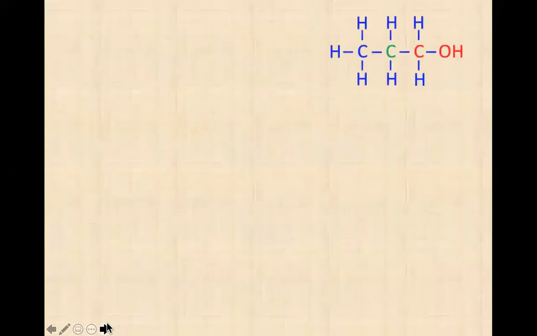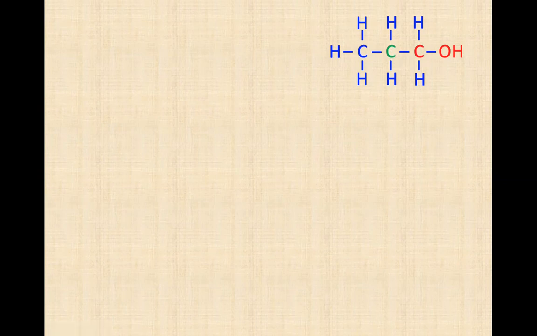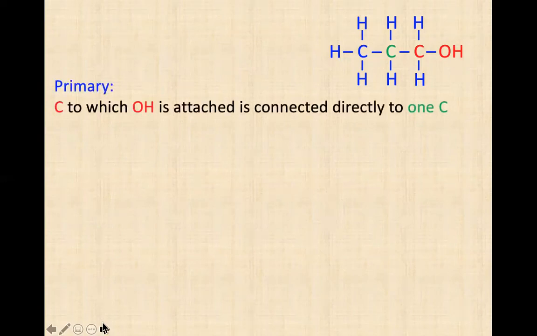And then here is an alcohol, right? It's got OH, that makes it an alcohol. It's got three carbons, so it's propanol, but it's called propan-1-ol because the OH is attached to a carbon, and that carbon is only directly attached to one other carbon. So this is what we call a primary alcohol. The carbon to which the OH is attached is connected directly to just one other carbon. In simple terms, if the OH is at the end, it's a primary alcohol. But you need to know what primary means. It means that the carbon to which the OH is attached is only attached directly to one other carbon.